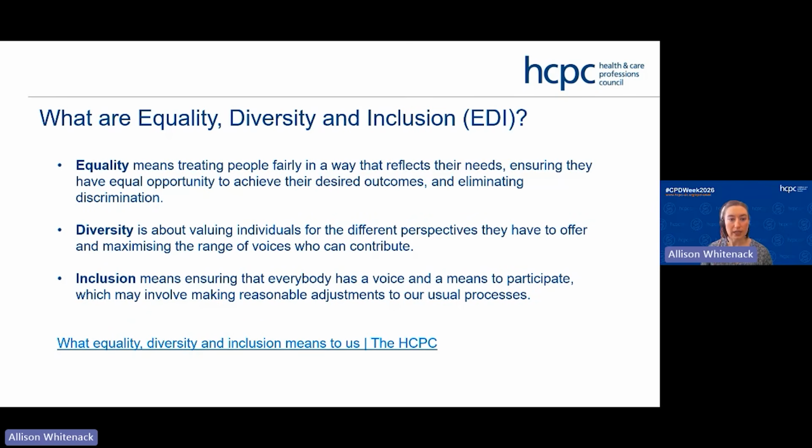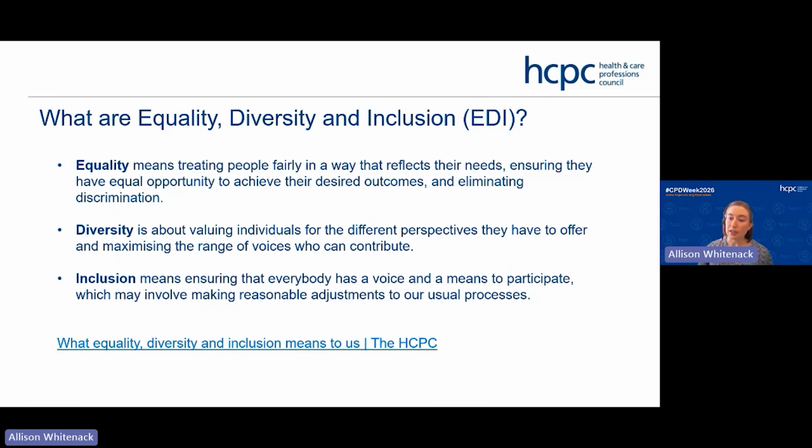Diversity is about valuing individuals for the different perspectives they have to offer and maximizing the range of voices who can contribute. And inclusion means ensuring that everybody has a voice and a means to participate. And this may involve making reasonable adjustments to our usual processes.